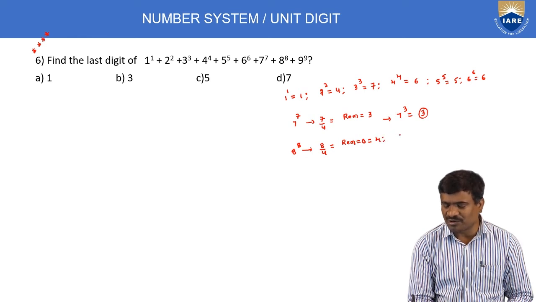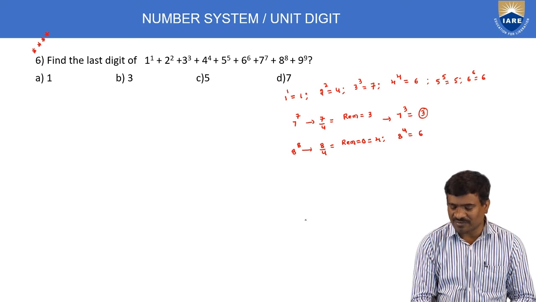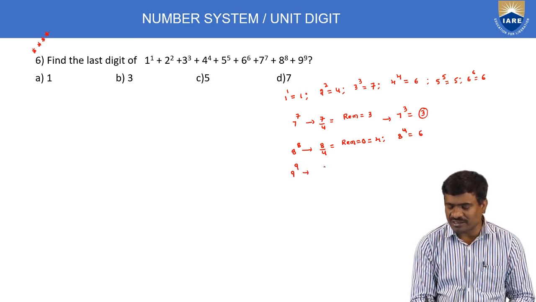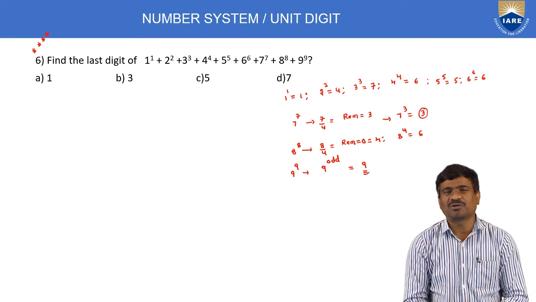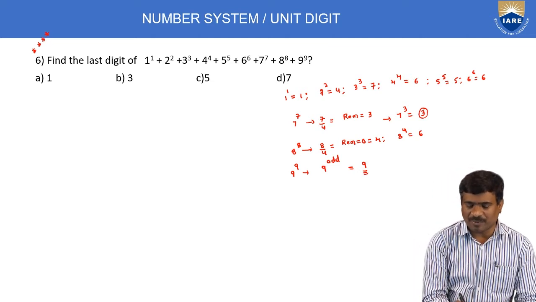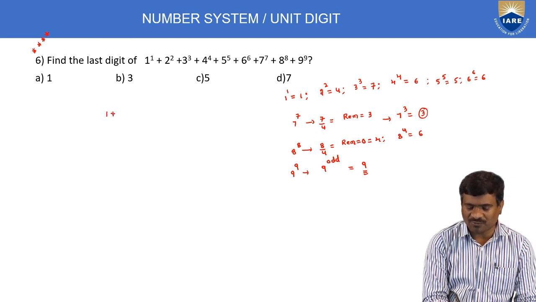That is 8 to the power of 4, only 6. Next, similarly, 9 to the power of 9. 9 means check whether the power is an even number or an odd number. 9 to the power of an odd number gives 9. Next, apply the operator: 1 to the power of 1 is 1, 2 squared is 4.